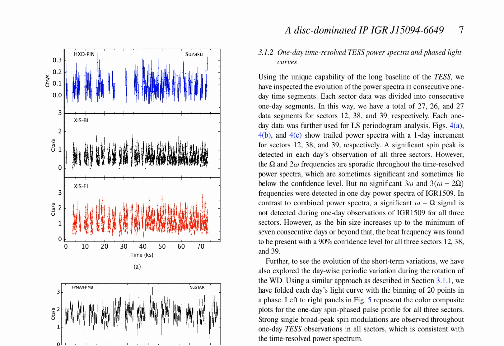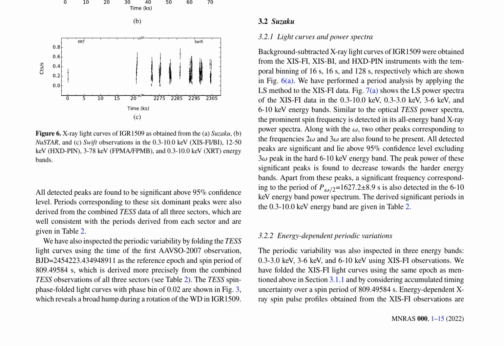Suzaku observations confirm similar periodic patterns in the power spectra, with the spin frequency and its harmonics being significant in all energy bands. Notably, a period corresponding to p omega squared equals 1627.2 plus or minus 8.9 seconds is detected in the 6-10 keV energy band, which is not observed in the TESS data. This suggests a possible connection to the system's orbital period.